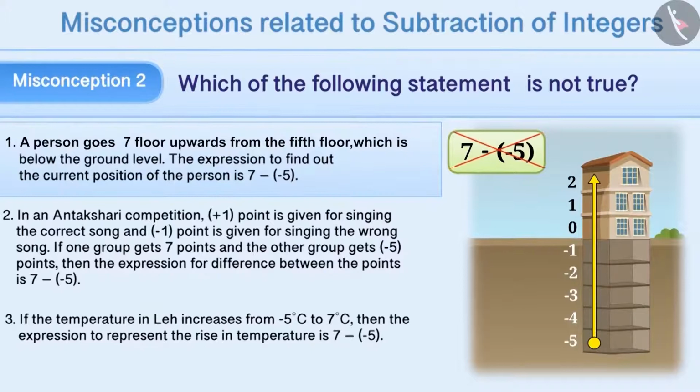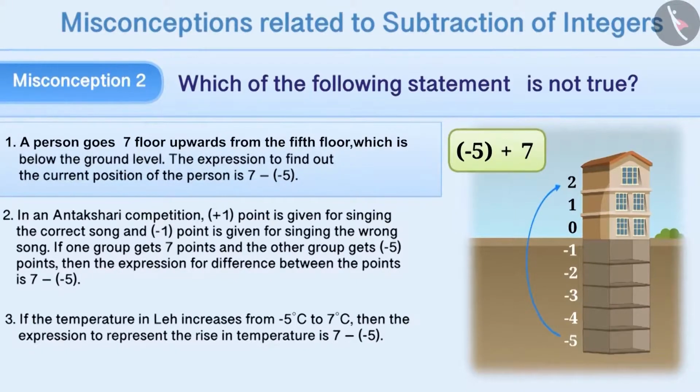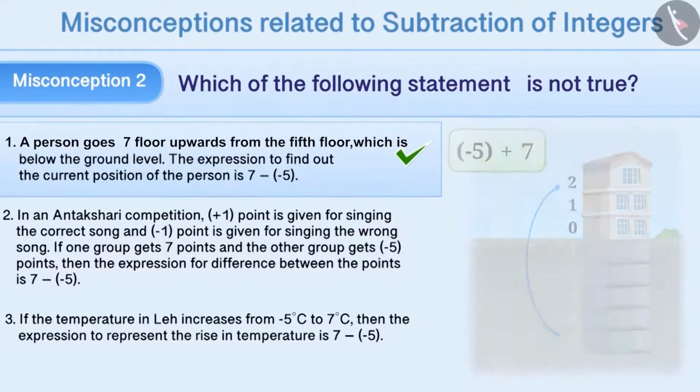This is a misunderstanding. Since the person is moving 7 floors upwards from the -5th floor, the current floor position can be found by the expression -5 plus 7. Therefore, the first statement is not true. This means this is the answer to the given question.